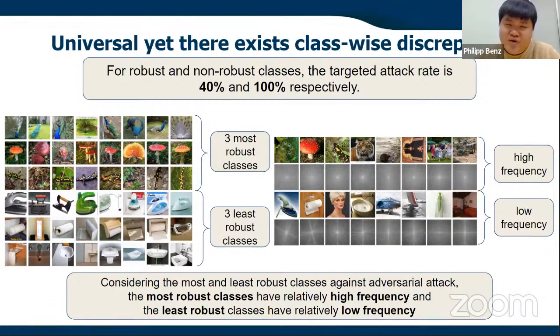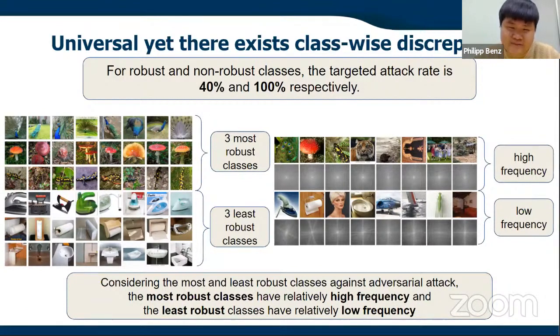we checked and found that there exist so-called robust and non-robust classes, which means that when you perform a targeted attack, the target attack rate for robust and non-robust classes is 40% and 100% respectively. Here there's a huge gap. For example, here we visualize some of the robust classes and the least robust classes.